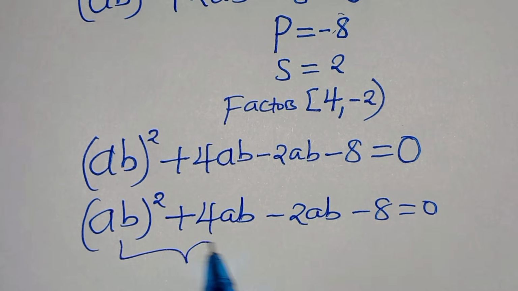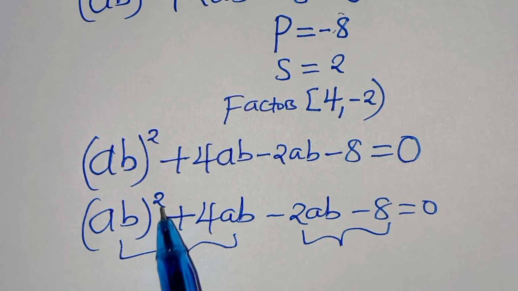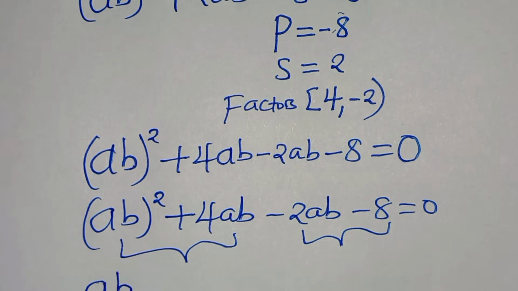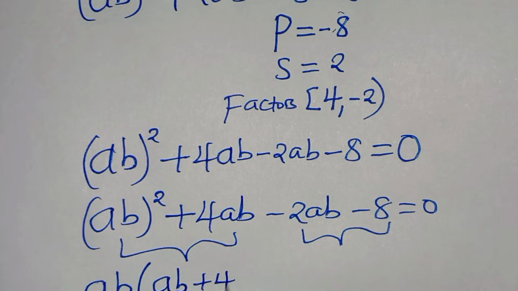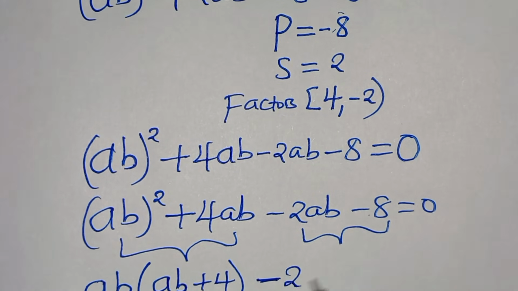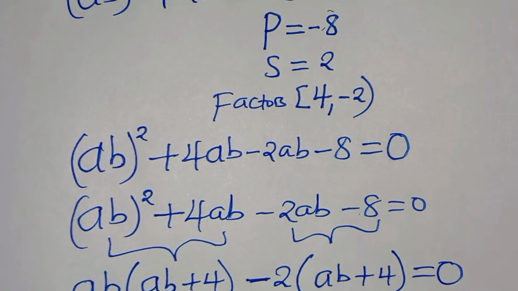So we have got two parts here. Let's factor out, remember, (ab) squared plus 4ab. Here ab is common. We can factor out ab, then we have ab plus 4. Minus 2 is common here, so we have minus 2 into the parentheses, which is ab plus 4. This is equal to 0.